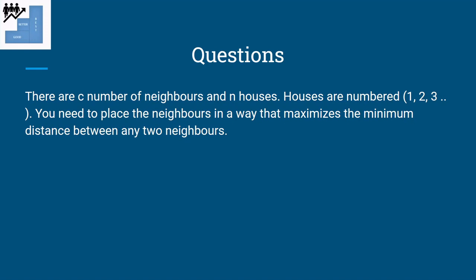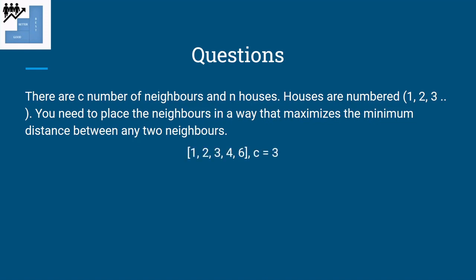You have C neighbors, C number of neighbors, and there are n houses, and each house is numbered like 1, 2, 3. You need to place the C neighbors in these houses such that the distribution maximizes the minimum distance between any two neighbors.